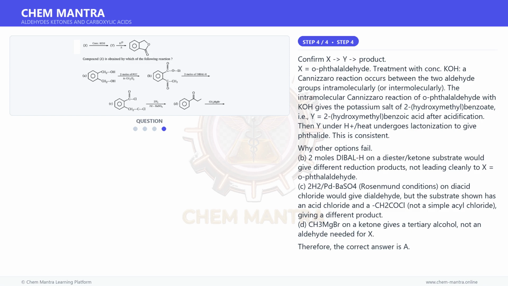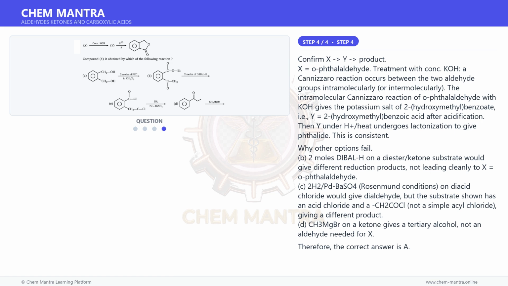And for the final step, confirm X and Y and the product. X is equal to phthalaldehyde. Treatment with conc. KOH, a Cannizzaro reaction occurs between the 2 aldehyde groups, intramolecularly or intermolecularly. The intramolecular Cannizzaro reaction of phthalaldehyde with KOH gives the potassium salt of 2-hydroxymethyl benzoate, i.e., Y is equal to 2-hydroxymethyl benzoic acid after acidification. Then Y under H+ and heat undergoes lactonization to give phthalide. This is consistent.